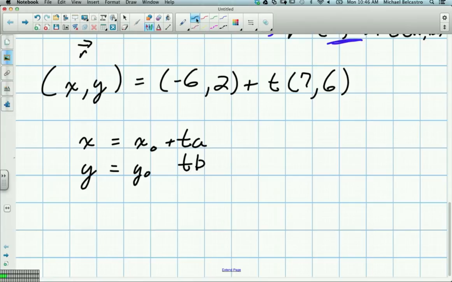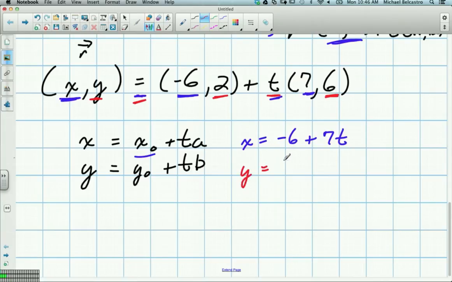Looks confusing, but an easy way to set this up is we're just going to link our x is equal to our coordinate and our directional vector times the parameter. So for x, we have x is equal to, we used the first two, -6, which is our x naught, and 7 times t will give us 7t. So here's our parametric equation. And the same idea goes for y. For y, we use equals again, our coordinate and a parameter times our directional vector. So y is equal to 2 plus 6t.